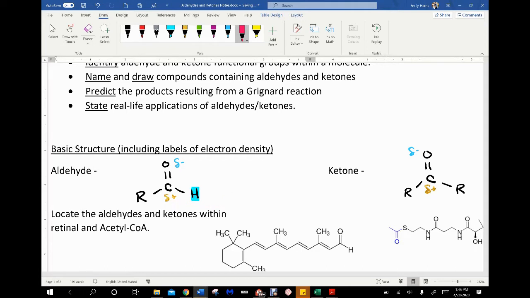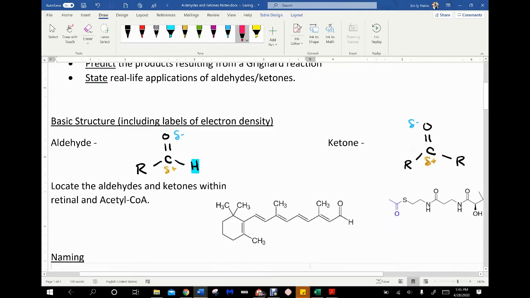All right, so now let's practice. Let's see if we can locate some aldehydes and ketones in retinol and acetyl-CoA. And I'll tell you what, since we got a feel for how this works yesterday, go ahead and pause the video and see if you can do both of those, and then unpause and we'll walk through it together.